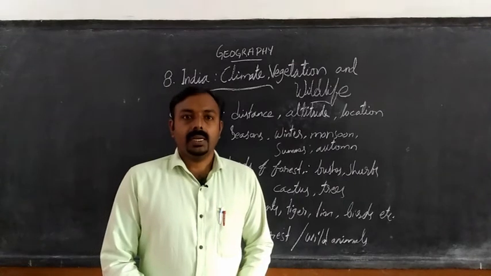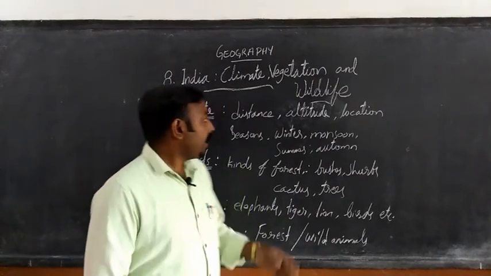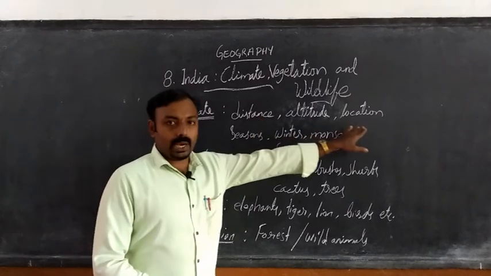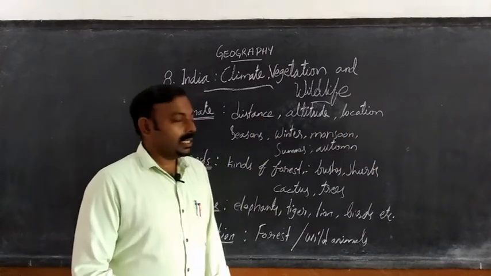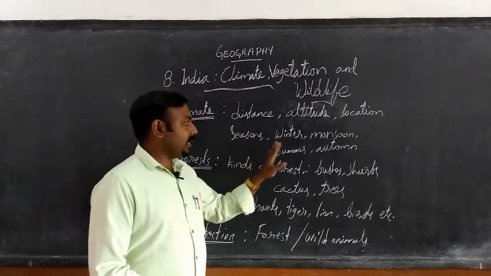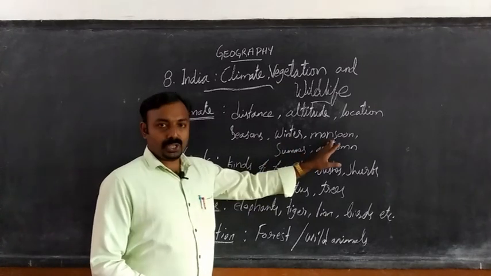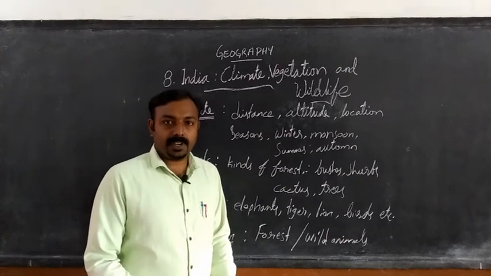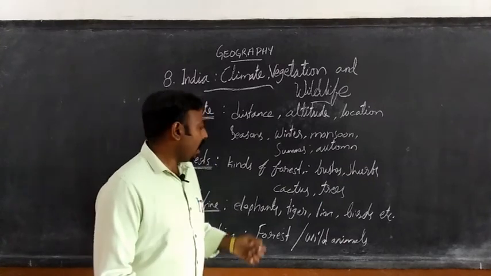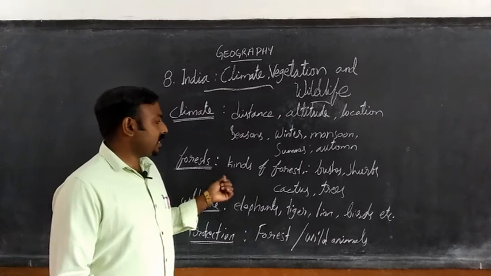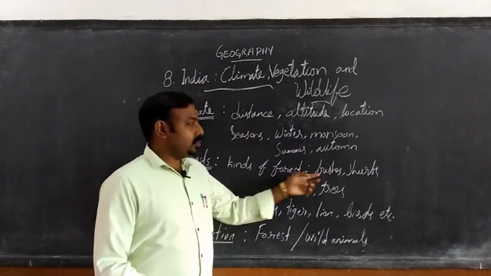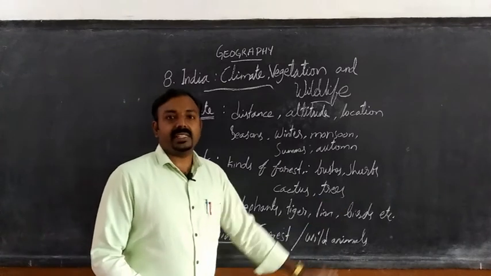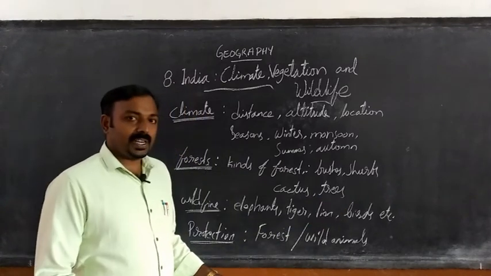We have seen the different climates that are affecting India. That is according to the distance from the sea, the altitude and location of the place, and different seasons. Winter season, summer season, monsoon, autumn are affecting India, at different times of the months. And in forests, the natural vegetation has different kinds of trees, bushes and shrubs, cactus and big trees in different forests of India.